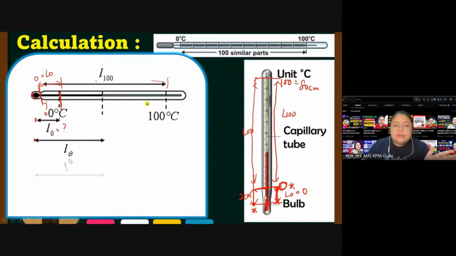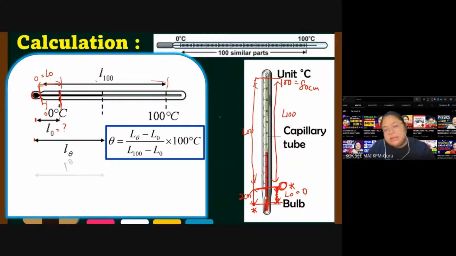Okay, so we're going to try some explanation. Actually, they're using the ratio to do the calculation. So from here, I want to know the temperature. When I put it inside the liquid, L theta, I don't know how many. I also start from the starting point. All start from the starting point. When I put it in, I find the length increases until this level. This level, I don't know what is the degree Celsius. I only know the length, how many. So I just use the formula L theta minus L0, over L100 minus L0, then you multiply by 100 degrees Celsius.